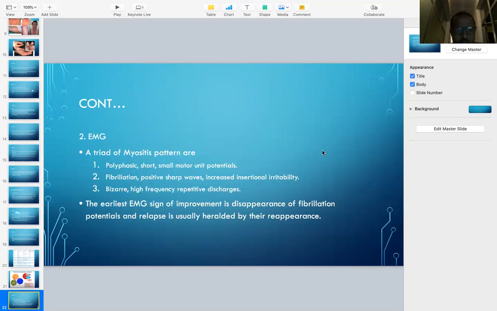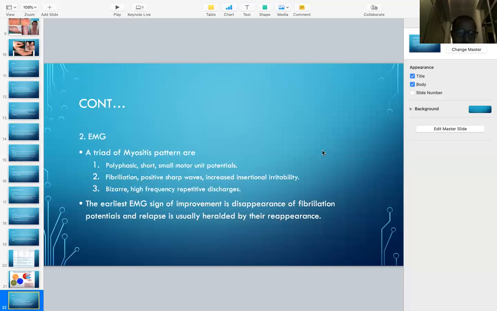The pattern of myositis is polyphasic, short or small motor potentials, and fibrillation with positive sharp waves, increased insertional irritability, and bizarre high frequency repetitive discharges. These are the three classic signs of inflammatory myositis. If you find these, they are usually found in the early active phase of the disease, but later you may find a myopathic pattern, which may support you, but doesn't help you to diagnose.